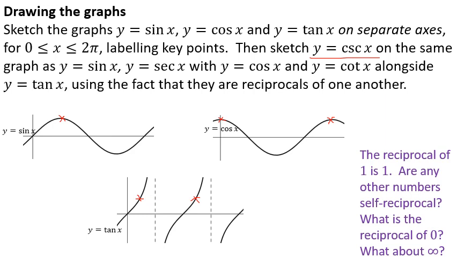Are any other numbers self-reciprocal? Turns out, yes. The number -1 works. If you do 1 over -1, you get -1. So that means we can find an additional point on this graph, and an additional point on this graph, and a couple of additional points on this graph.